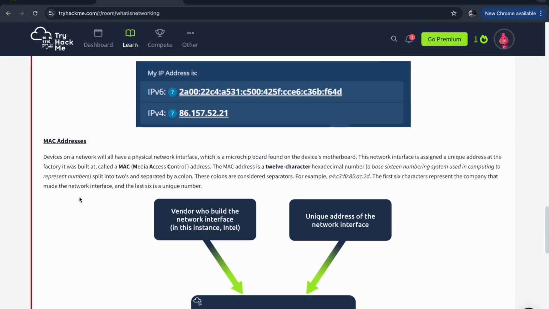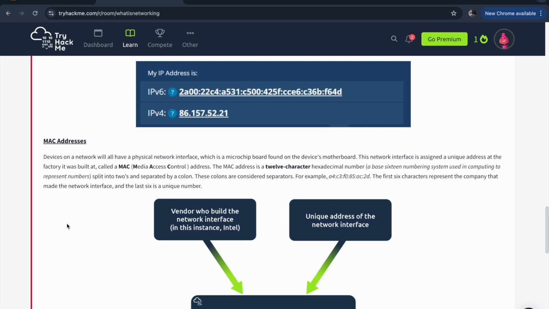And yeah, this is going to show MAC addresses. Devices on the network will have a physical network interface, which is a microchip board found on the device motherboard. Now, if you open your laptop or whatever, there should be a microchip embedded there with your MAC address, and you can actually spoof it, but that's how people know who they're talking to. So this network interface is assigned a unique address at the factory it was built at, called a MAC, or Media Access Control, address.